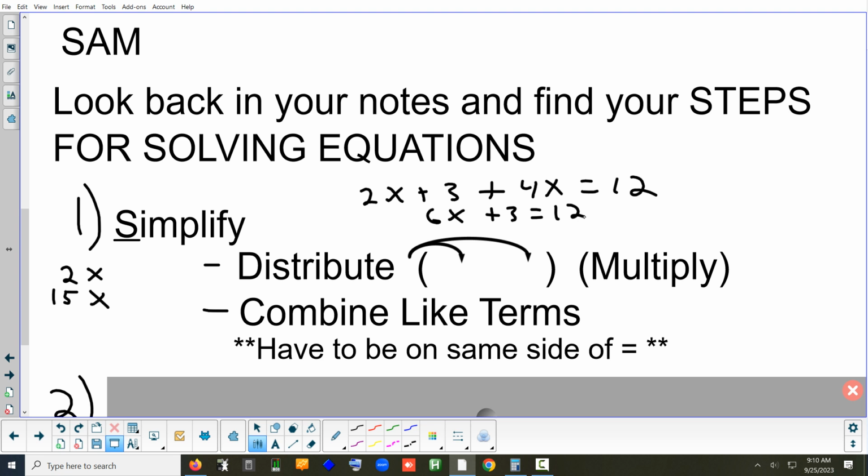So would the answer be 4.5? The answer to that problem? I wasn't going to go through and do the whole thing, but the answer would be 1.5. Or you could write it as a fraction, 3 over 2. That would be the final answer. 3 halves or 1.5.